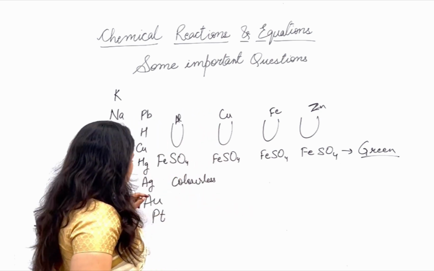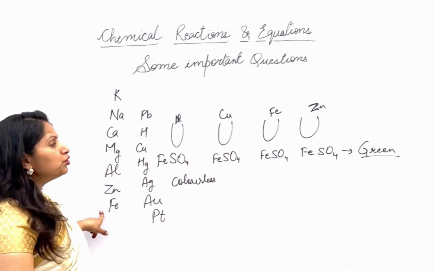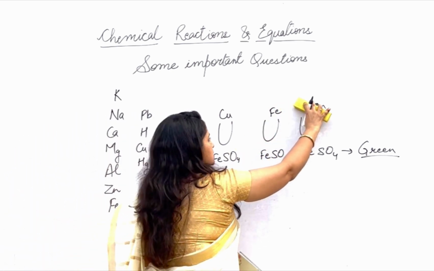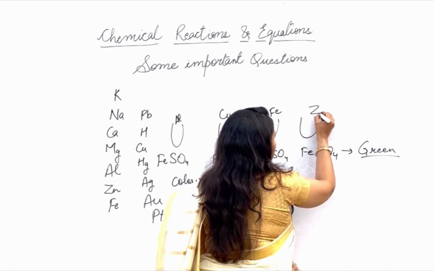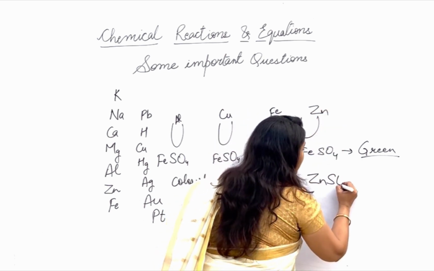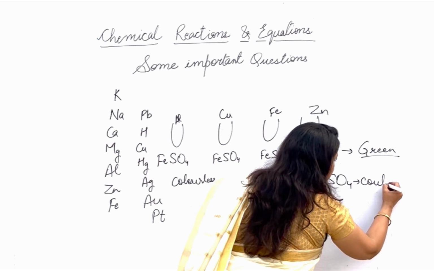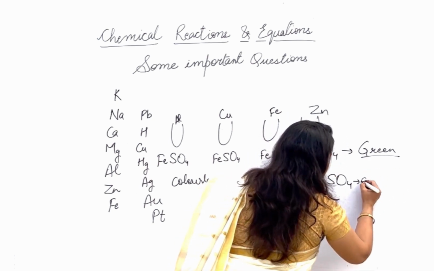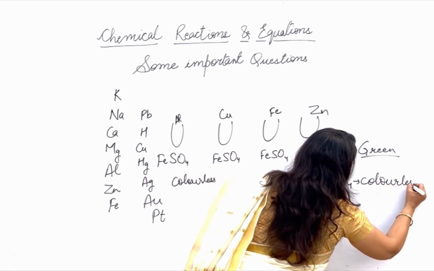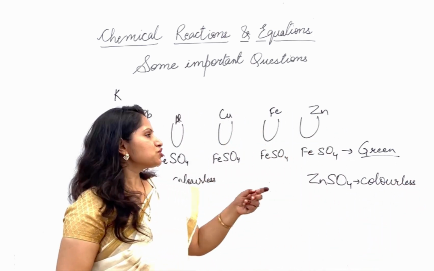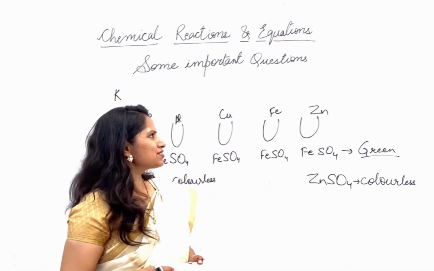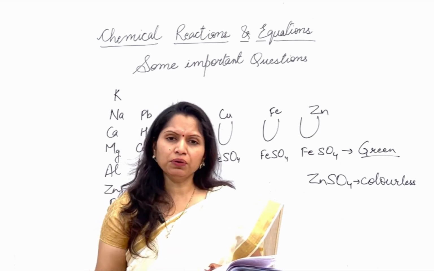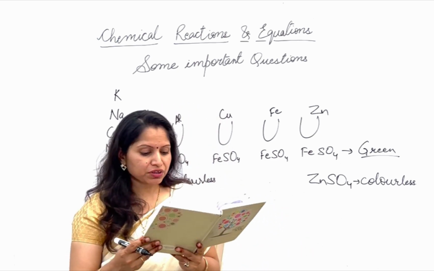Here we have added zinc. Now you can see zinc is more reactive than iron. So a displacement reaction will take place, and what will be formed is ZnSO4, and ZnSO4 is colorless. So the solution will turn colorless. Okay, it's a good one, no? It's all based on the knowledge that you've gained in the chapter, but you just need to apply that knowledge. Not a difficult one for you.